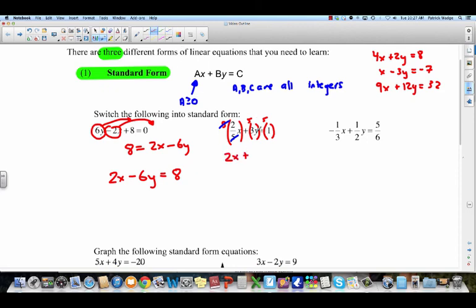Plus 5 times 3y is 15y. 5 times 1 is 5. Is that in the correct form? Yeah, it is. 2x, my 2 is positive, plus 15y equals 5. It's exactly in this form.